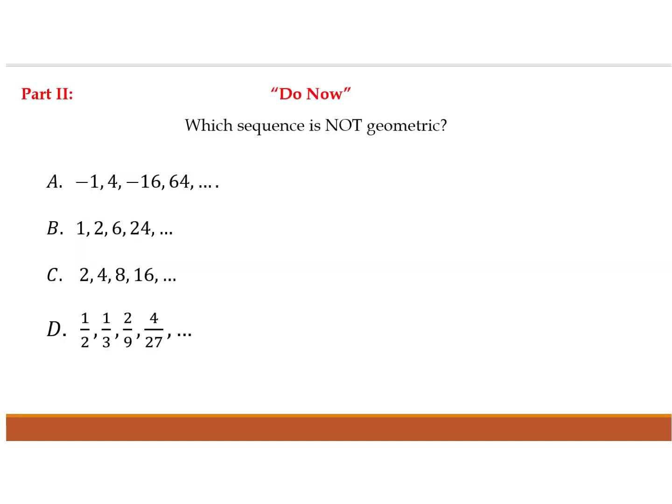All right, which sequence is not geometric means that I'm going to be finding the r value for each of these. So in A, I'm going to take the second, I'm going to divide it by the first, and I'm going to get -4. Then I'm going to multiply. -1 times -4 does equal 4. 4 times -4 equals -16. -16 times -4 is 64. So this one is geometric, and we're looking for the one that is not.